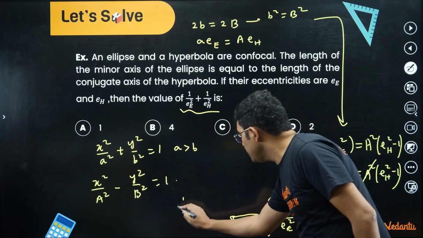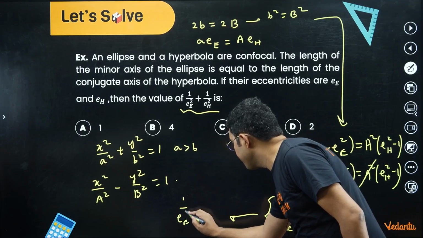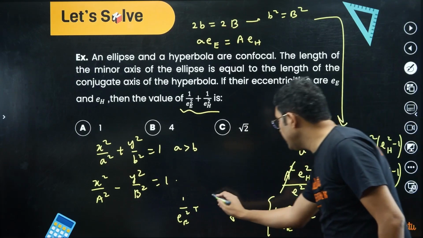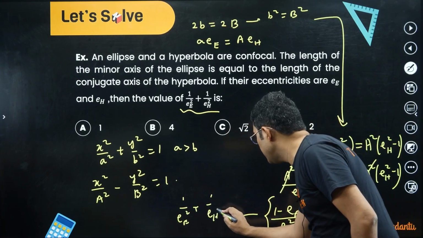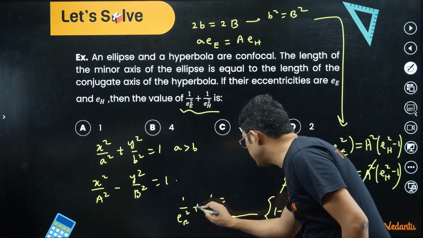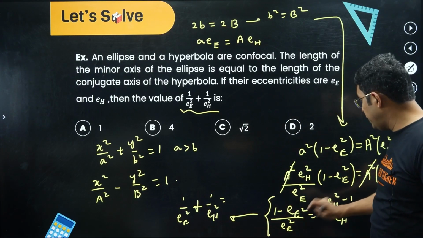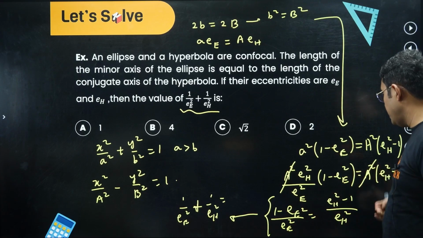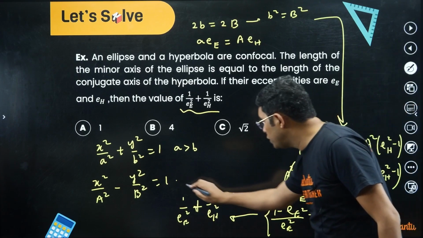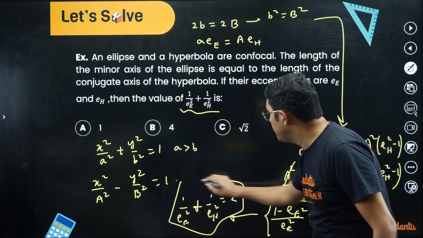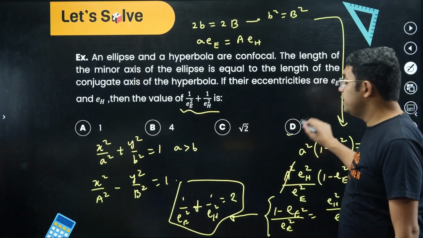Okay, so we can do this calculation here: 1 upon EE square plus 1 upon EH square. Just split the terms and you will be able to see that 1 upon EE square minus 1 is equal to 1 minus 1 upon EH square. So this becomes equal to 2. Okay, so the answer for this question will be D.